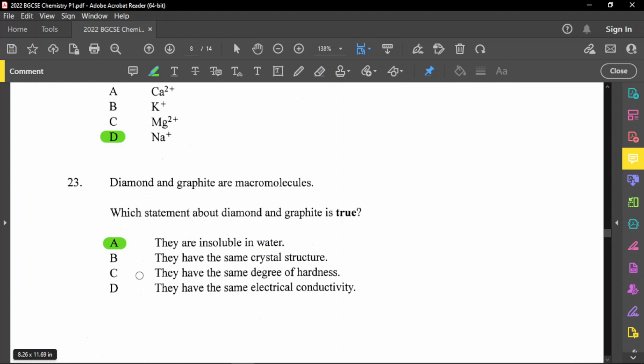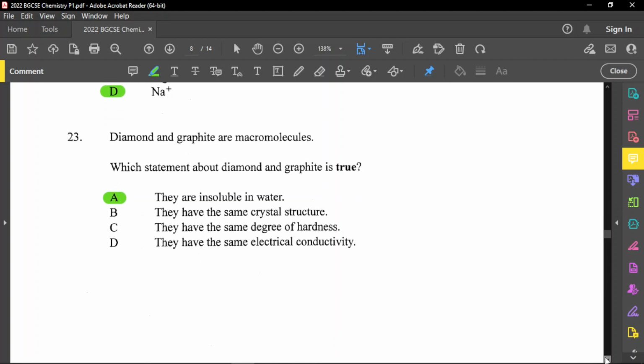B said that they have the same crystalline structure, which is not true because, of course, diamond is stronger than graphite itself, and there is a difference in the tetrahedral structure. So they're different, in fact. The same degree of hardness, no, because graphite is softer, diamond is harder. They have the same electrical conductivity, no. As I said, graphite can conduct electricity, diamond can't. So definitely A is the correct answer. Question number 24.